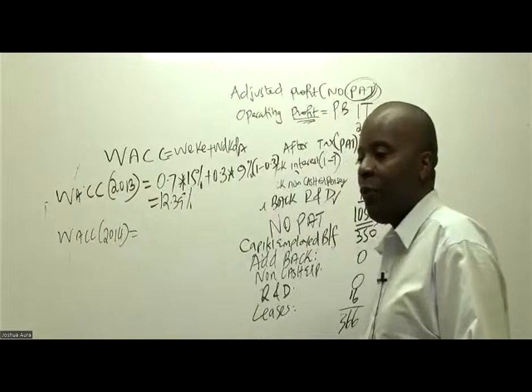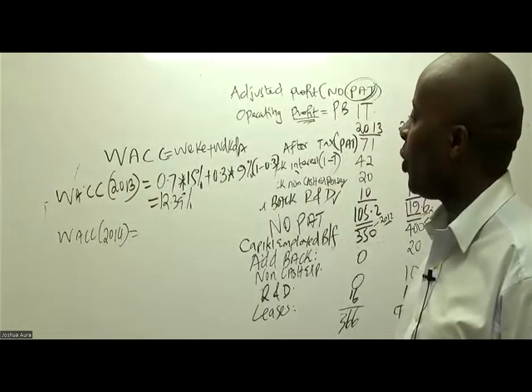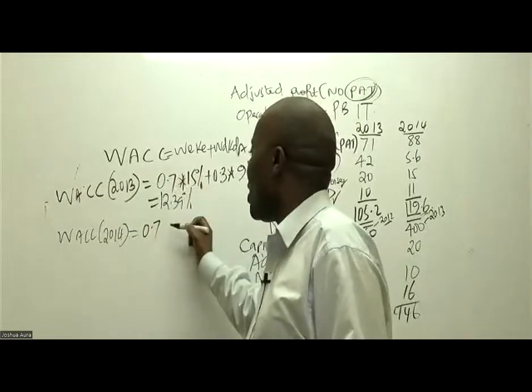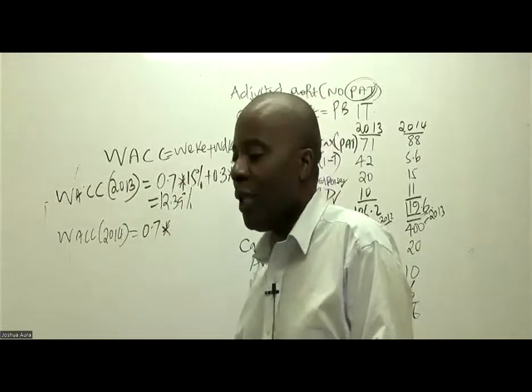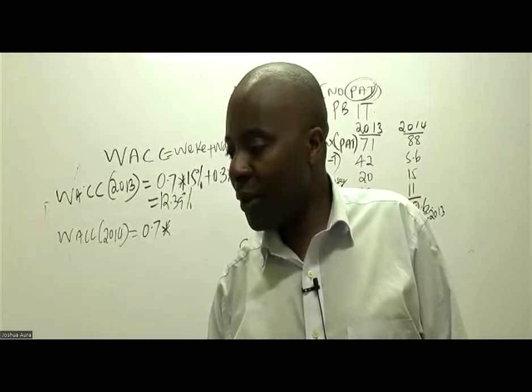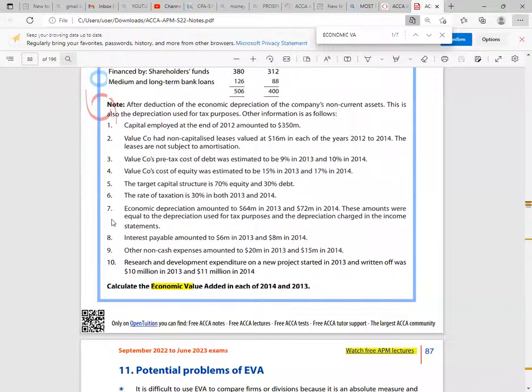So in the same breath, give us the WACC for 2014. WACC for 2014: I'll take 0.7, which is the weight of equity, multiplied by the cost of equity. The cost of equity, as per note number 4, is what here, somebody? It is 15%. So times 15%.